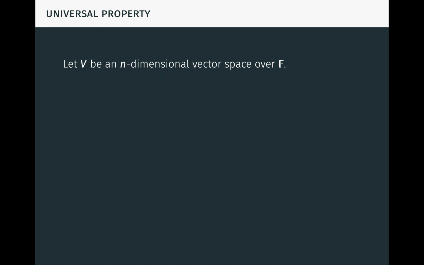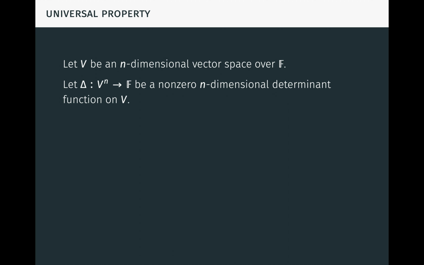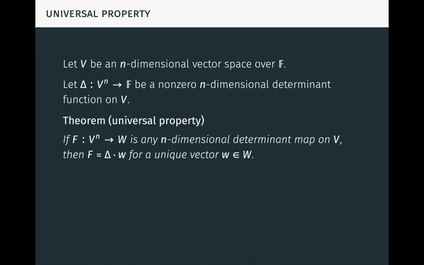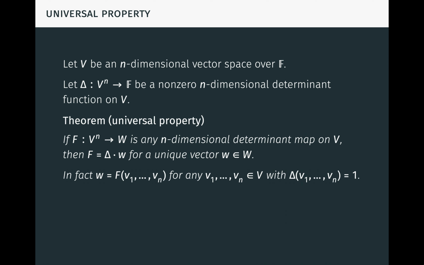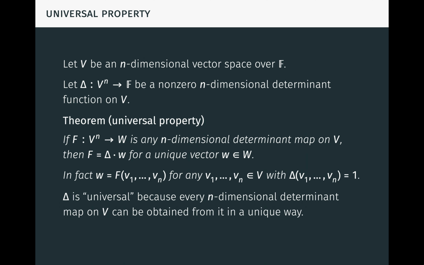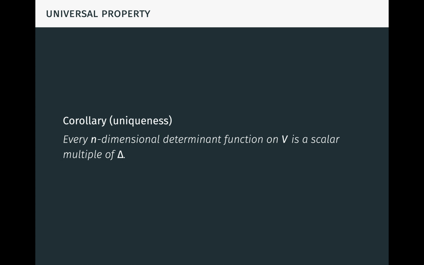Let V be an n-dimensional vector space over the field F. Let delta be a non-zero n-dimensional determinant function on V, assuming for the moment that one exists. Then we have a universal property. If F is any n-dimensional determinant map on V, then F is just delta times w for a unique vector w in W. In fact, w is just F of v1 to vn for any vectors v1 to vn with delta of v1 to vn equal to 1. This shows that delta is universal because every n-dimensional determinant map on V can be obtained from it in a unique way. In particular, every n-dimensional determinant function on V is just a scalar multiple of delta.